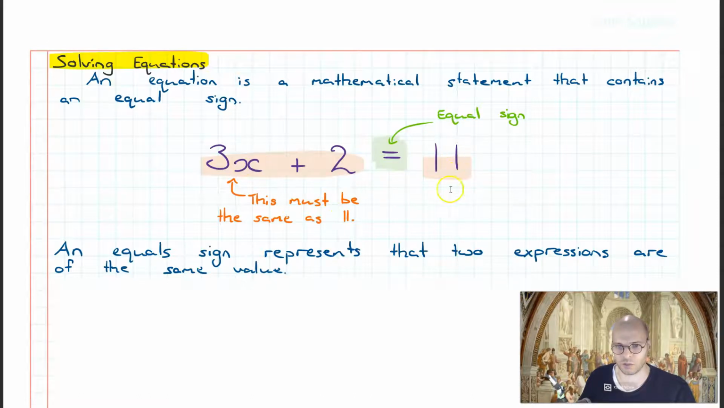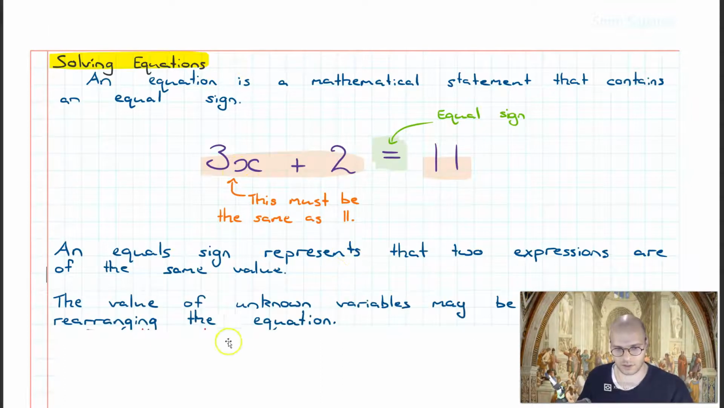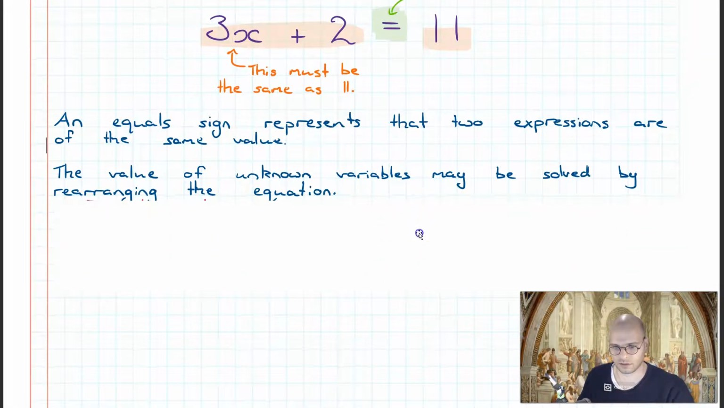If we know that both sides of this equation are equal to 11, what this means is that by unwinding all of the items around the unknown, we're able to determine what the value of this unknown needs to be such that both sides are 11. Thus, the value of the unknown variable may be solved by rearranging the equation. Let's have a look at an example of how this is done.